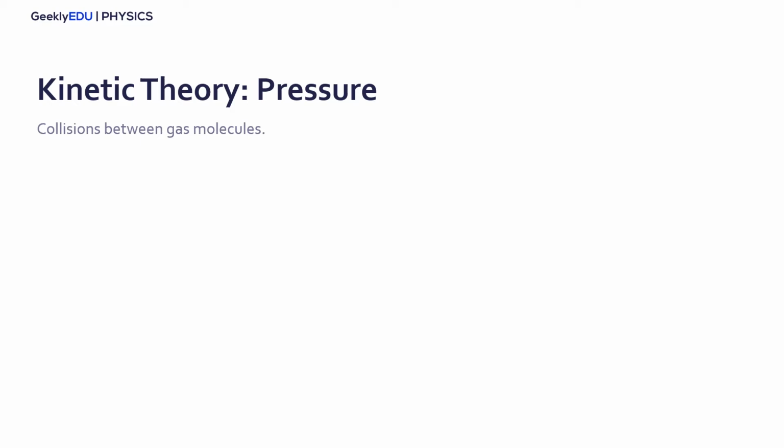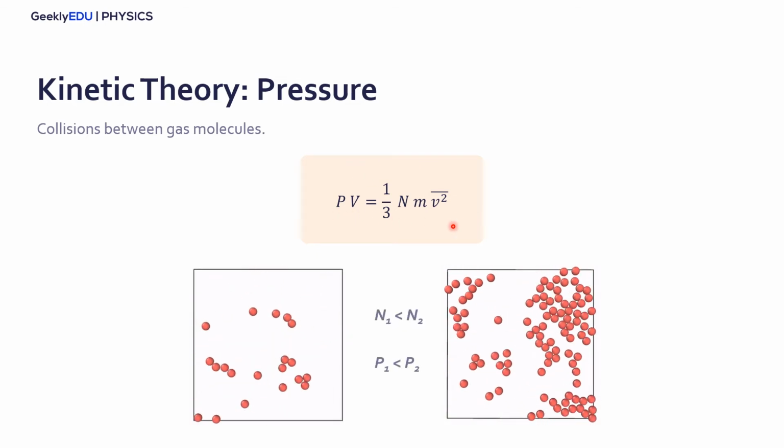From these collisions between the gas molecules, we can find this relation here: the pressure times the volume equals 1/3 of the number of molecules times the mass of these molecules times the average speed squared. So what does this relation tell us? Let's take a look here in the formula.